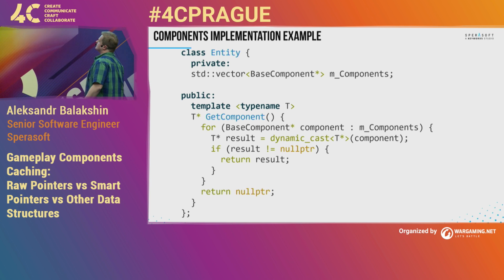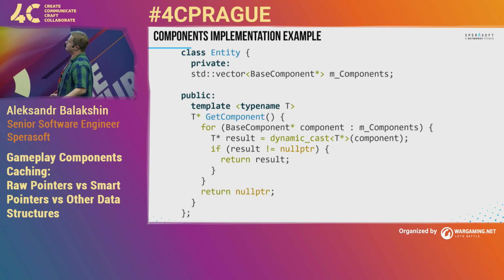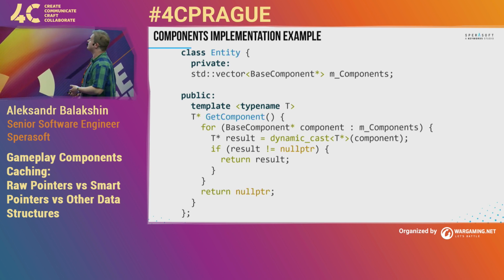It usually looks like this. You iterate over this collection and then make a dynamic cast of every component to the required type which you're looking for. If it's not a null pointer, you have a result. If it's not, you'll have a null pointer.